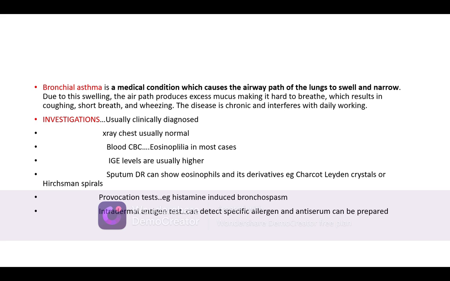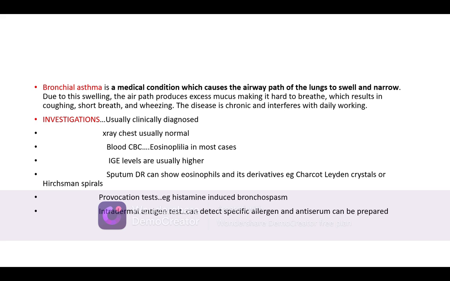Investigations concerning asthma are usually clinically diagnosed, and the X-ray test is usually normal, nothing abnormal. Blood CBC may show eosinophilia in most cases, not all. IgE levels are usually higher.